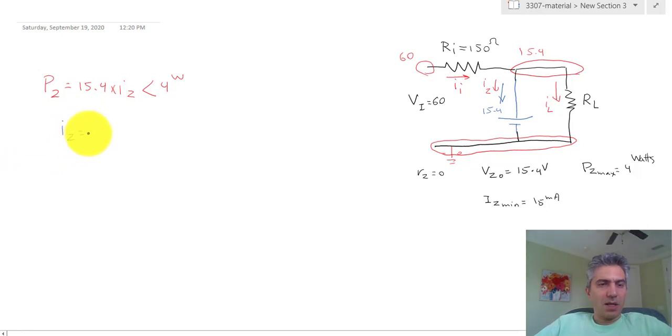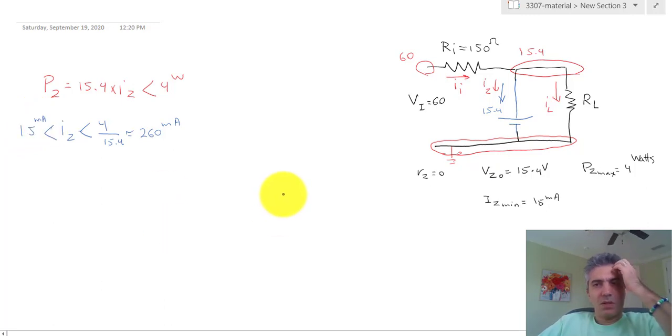From this I can now calculate IZ. IZ has to be less than 4 watts divided by 15.4, which gives you about 260 milliamp of current. So this is the maximum current that you can pass through the Zener diode. And the minimum we already know is 15 milliamp. So this is the range of current that is allowed, and based on that, we have to figure out what the range of IL is.